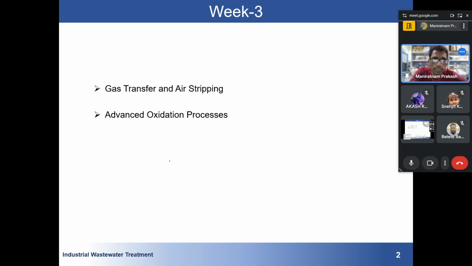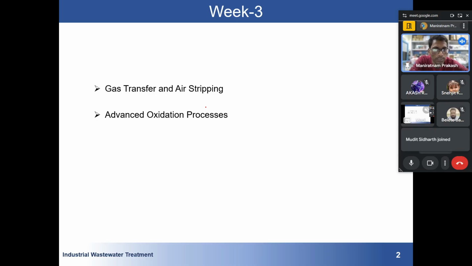So in week 3, these two topics were discussed, that is gas transfer and air stripping. So like how one contaminant is getting trapped in water and how it can be removed. Several methods, several processes were discussed, and there is something called advanced oxidation process.